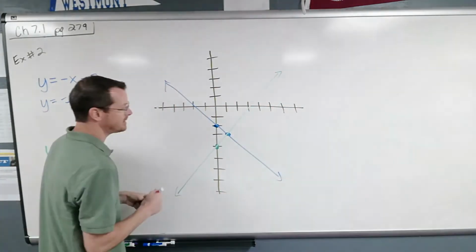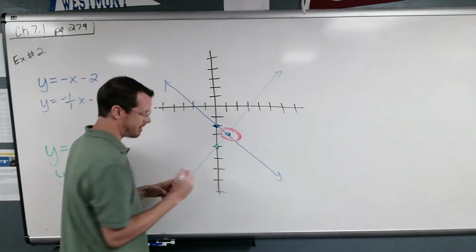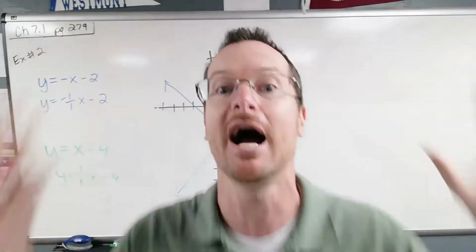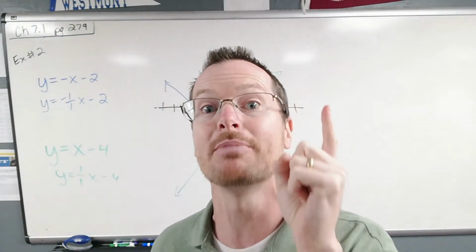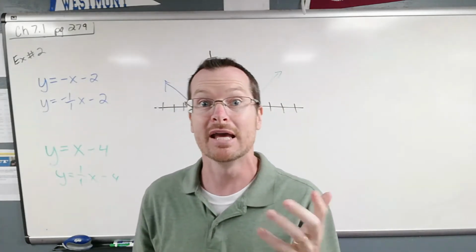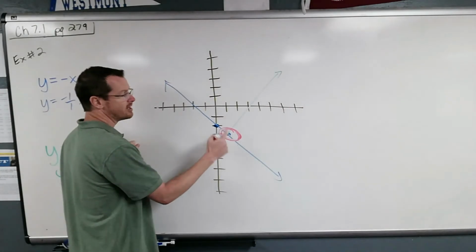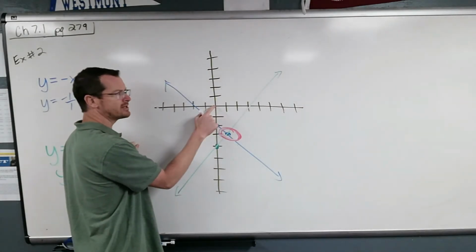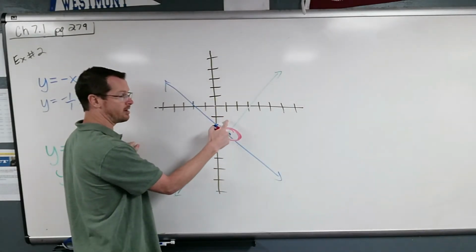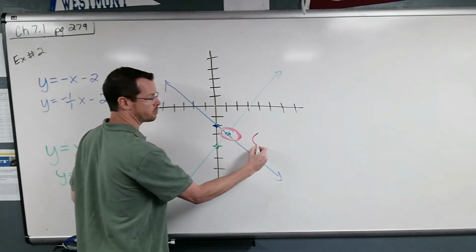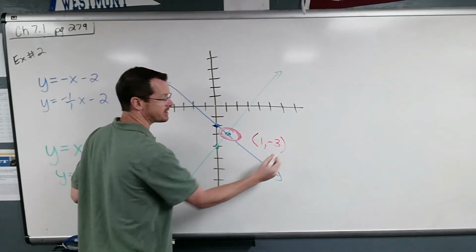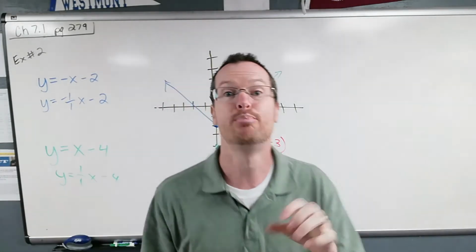And right there is the most important point of the entire graph because it's the point that is on both lines. It's on the blue line and on the green line. You see this point right there. Let's find it. If I start at the origin, I go over 1 and I go down 1, 2, 3. Over 1, down 3. This is (1, negative 3). That point is on both lines.